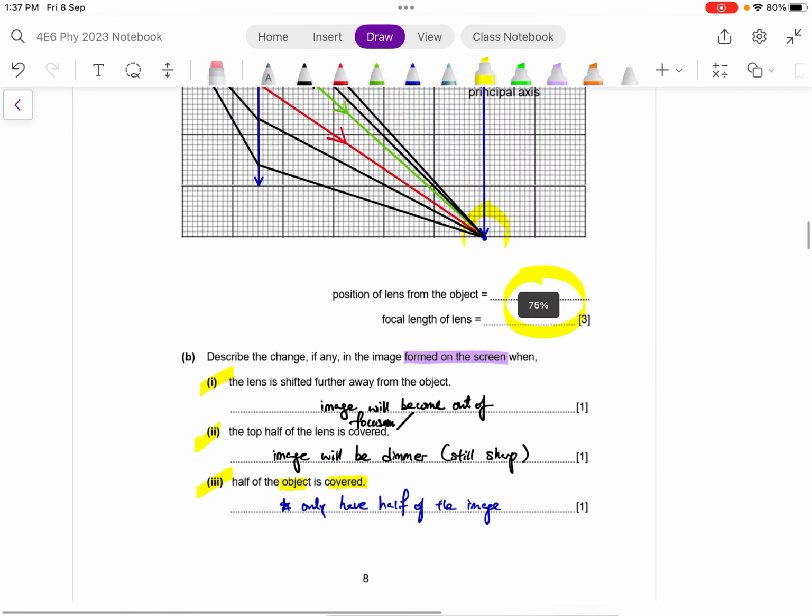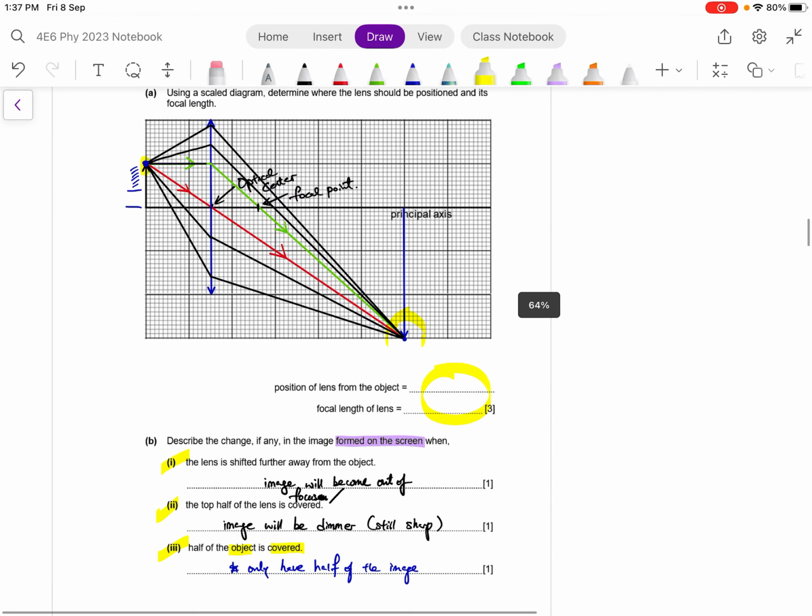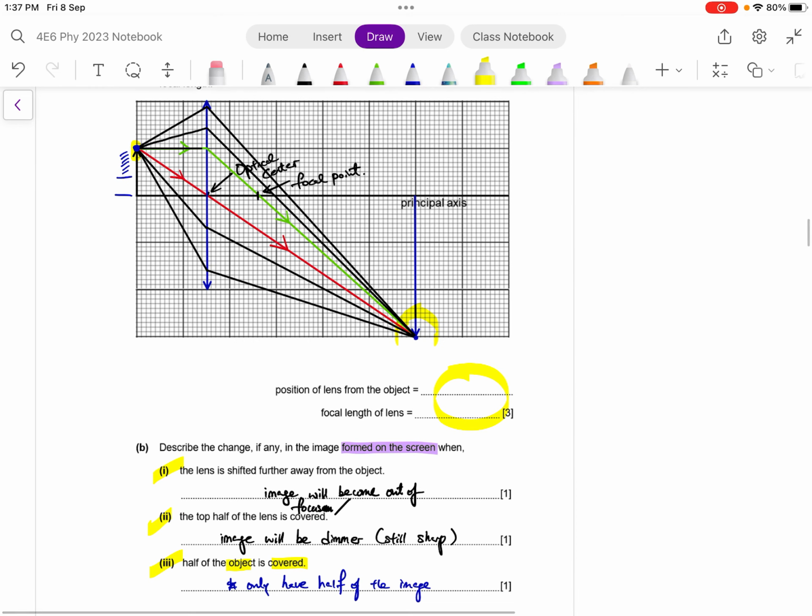So I hope with this question, you get a better understanding of ray diagrams and how they work, and you won't make the same mistake in your prelim.